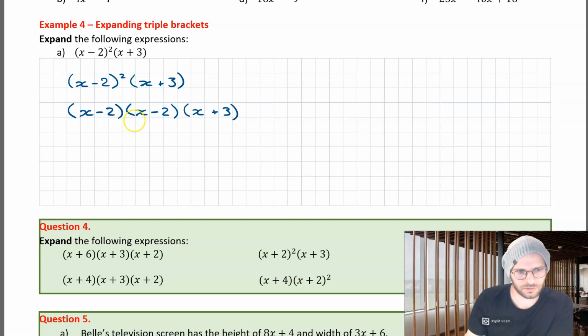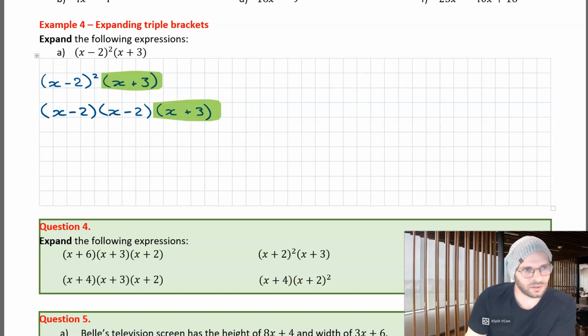First step, or first thing we're going to do is this x + 3. We're going to ignore it. Just pretend it doesn't exist for now. We'll still write it, but we just won't do anything with it. Next, what we're going to do is we're going to do FOIL on the first 2 expressions here. So this guy and this guy, this guy and this guy.